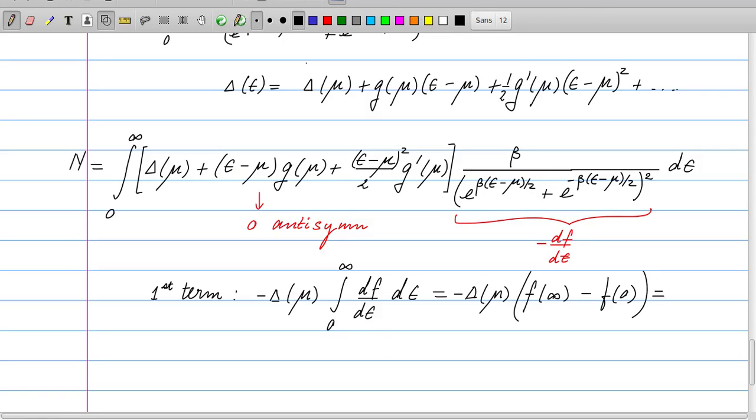I have a delta mu, and I have a minus df d epsilon, which I integrate from 0 to infinity. F is the Fermi function, by the way, the Fermi-Dirac distribution. And I have then minus delta mu. I have the Fermi-Dirac function at infinity, where it is 0, minus the Fermi-Dirac function at 0, where it is 1. And so I simply find delta mu.